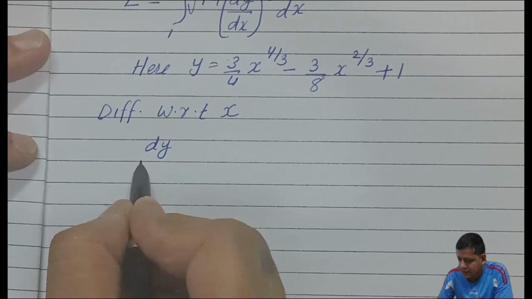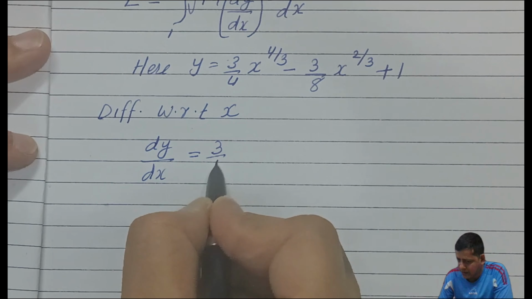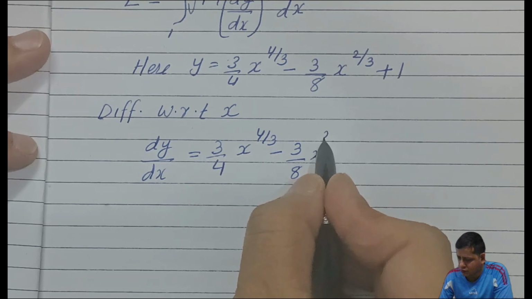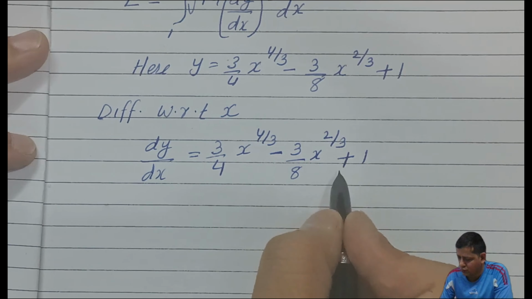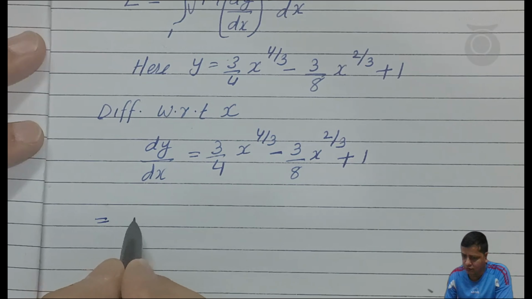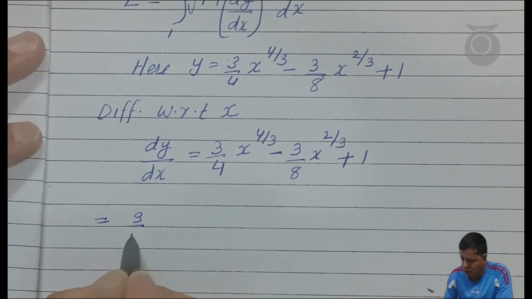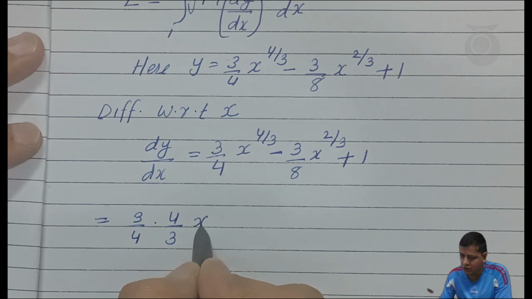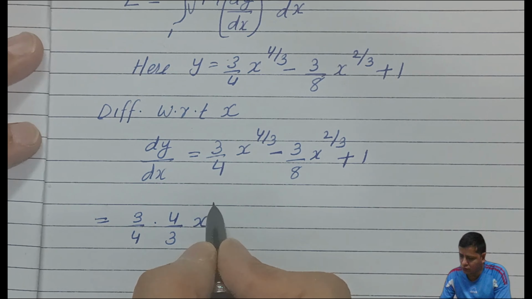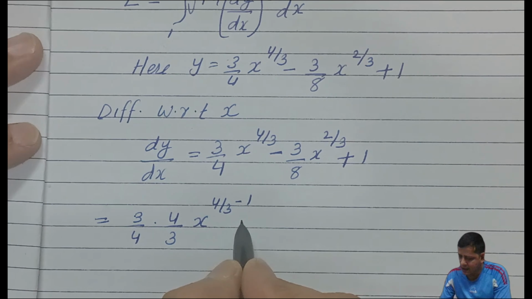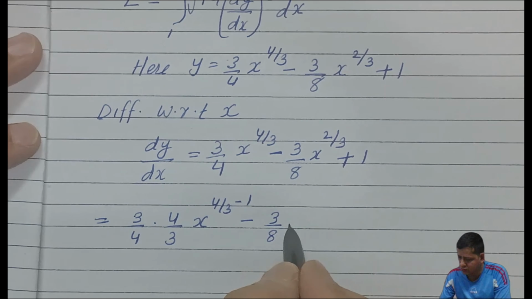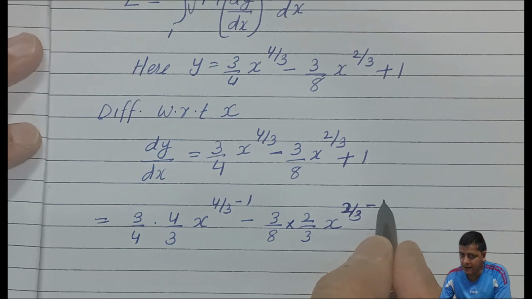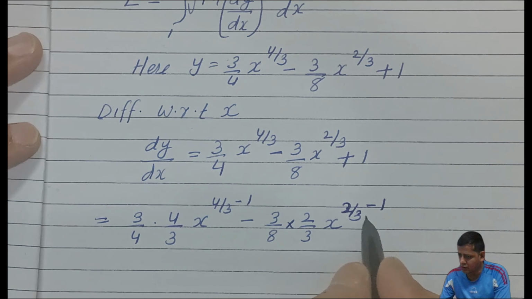So simply differentiate with respect to x. We write dy by dx is equal to 3 by 4 x to the power of 4 by 3 minus 3 by 8 x to the power of 2 by 3 plus 1. We just have minus and plus, so we can differentiate in the normal way. We get 3 by 4, and the power 4 by 3 comes in front, and x to the power of 4 by 3 minus 1. And minus 3 by 8 as it is, and 2 by 3 comes in front, x to the power of 2 by 3 minus 1. So that's what we got.